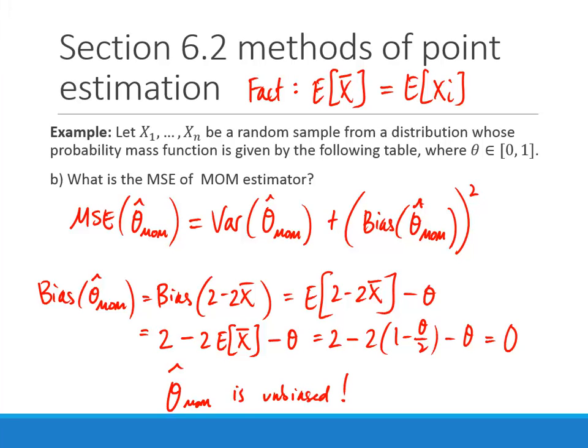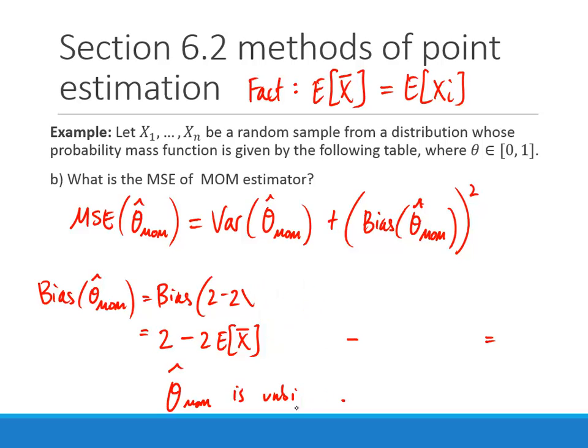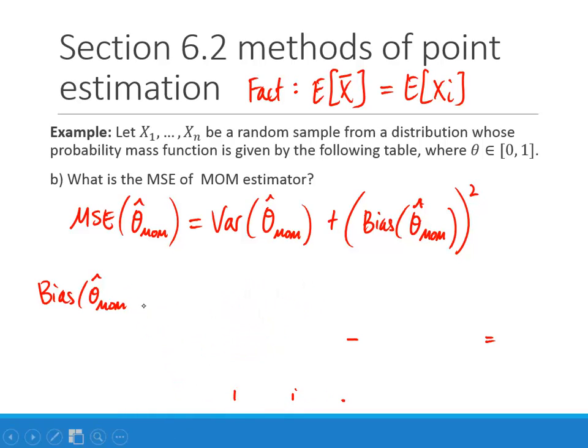Okay. All right. So this thing is unbiased. Run out of space again. Okay, I'm going to erase that, so I have some space to fill out what my variance is. This thing does happen to be unbiased, so this part is 0. Think about what the variance of this thing is.